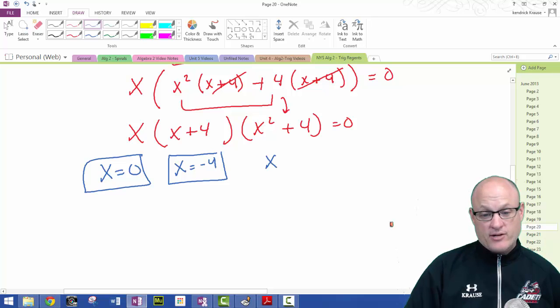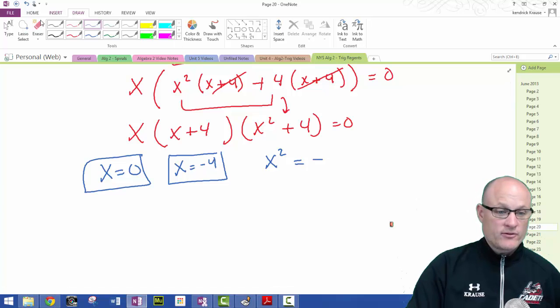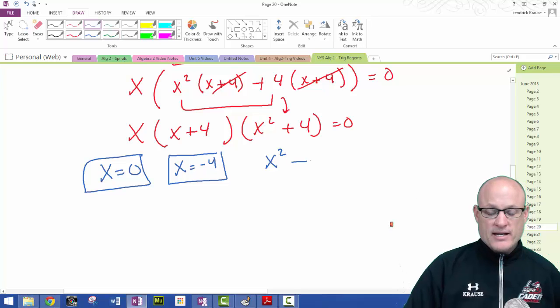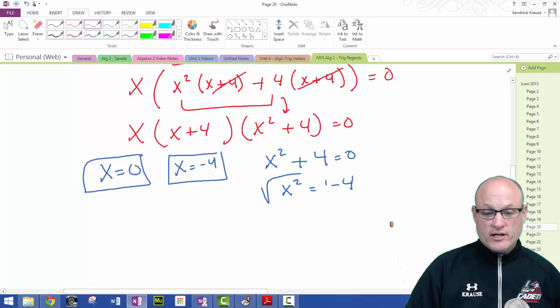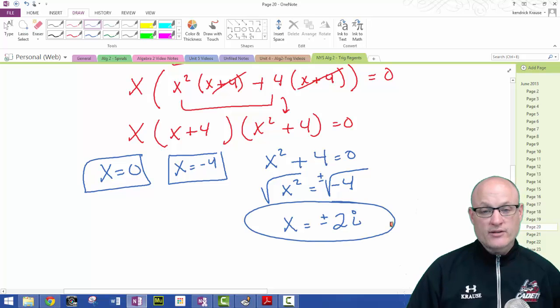Now you're going to have a couple of imaginary solutions, because, let me show you this. You're going to do x squared plus 4 equals 0. You're going to subtract 4 from both sides, so you get x squared equals negative 4. You take the square root, and you got to remember to put a plus or minus. And x is equal to plus or minus 2i. And there's your last two solutions.